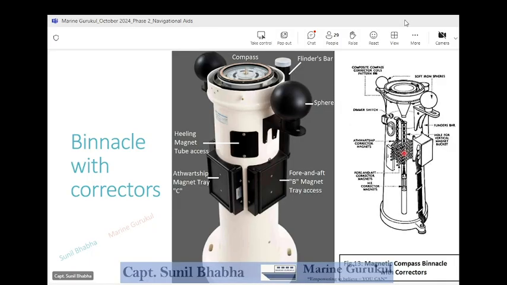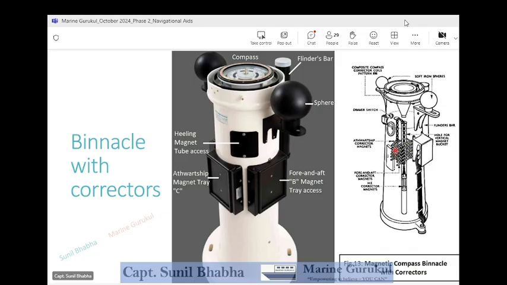You can see these are the fore and aft magnets which are fitted in the binnacle below the compass. And you can see these are placed 2 in a row side by side, one on either side of this pipe or the heeling error corrector bucket. We can also see outward ship magnets placed inside the binnacle. These are used to correct permanent C, which we will be seeing later.